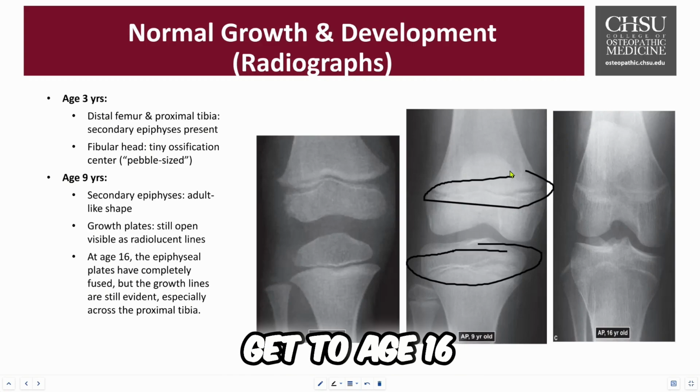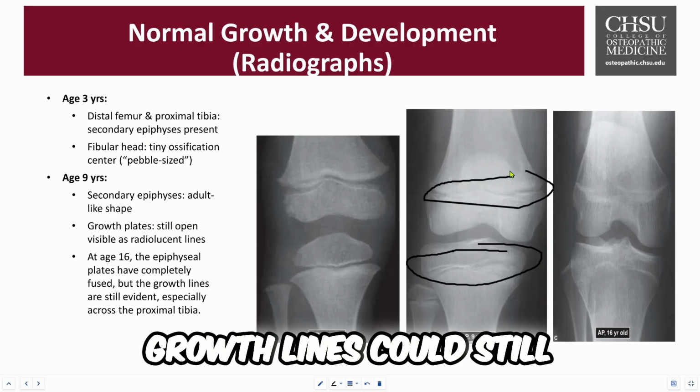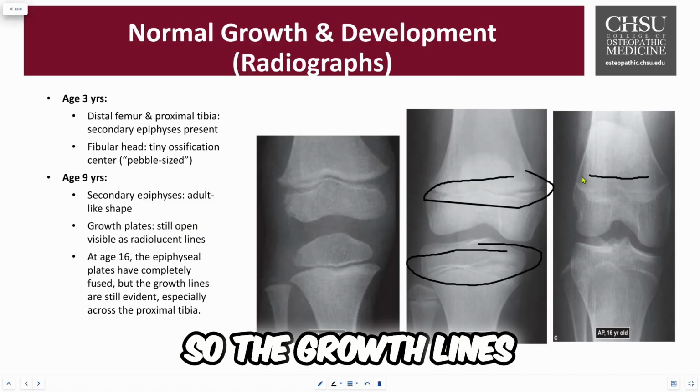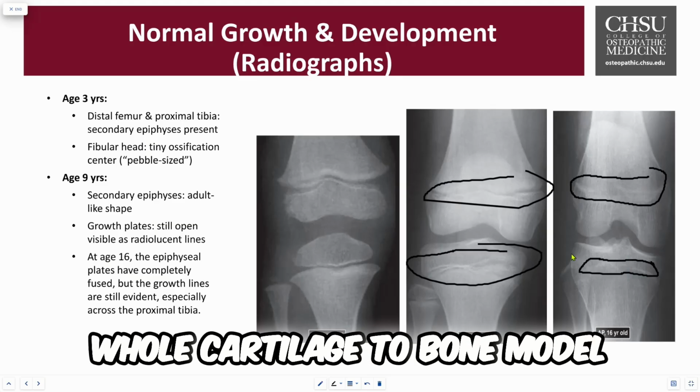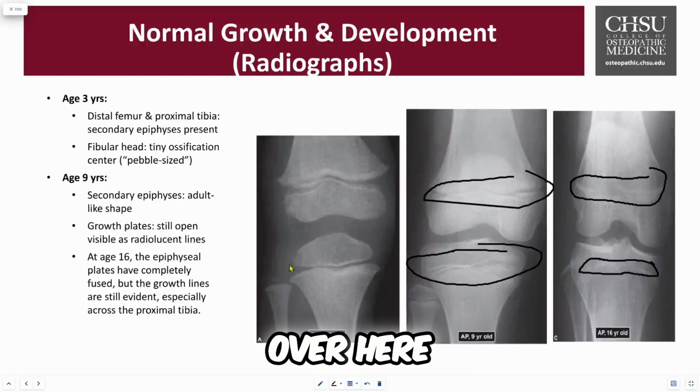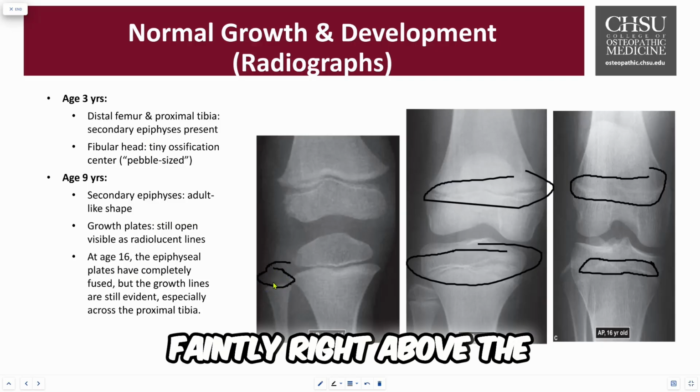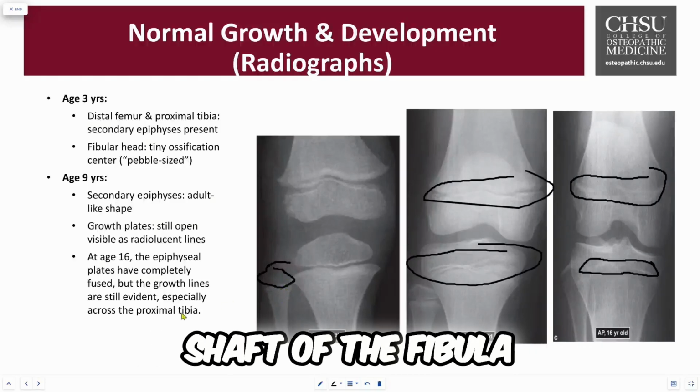By the time you get to age 16, the epiphyseal plates are fused. And then the remnants of the growth lines could still be slightly visible, so you can kind of see where they were pushing. And this is the whole cartilage to bone model. Over here you can see the head really, really small, faintly right above the shaft of the fibula.